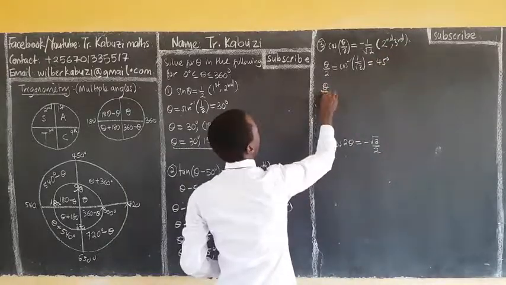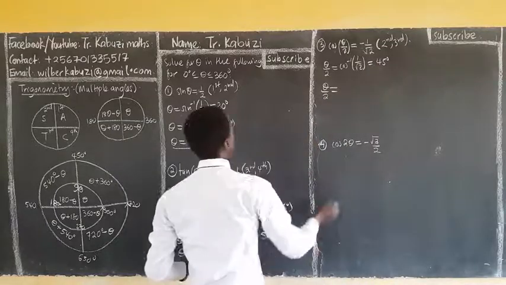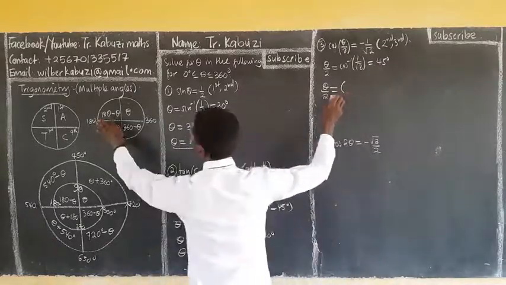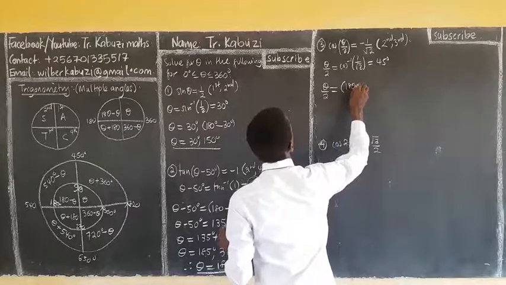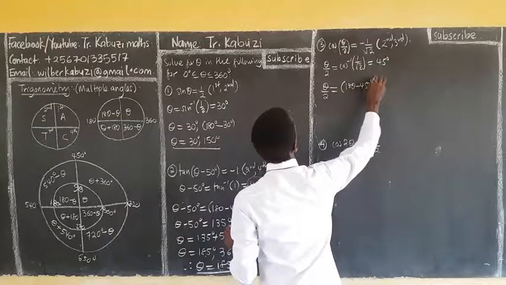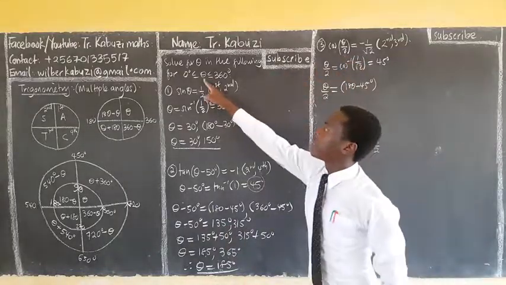Instead, we are just getting it to help us get the angles in these two quadrants. So here I have theta over 2. Now, I need angles in the second quadrant. In the second, I get 180 minus 45 degrees. Now, I'm seeing that my range here is not the same.